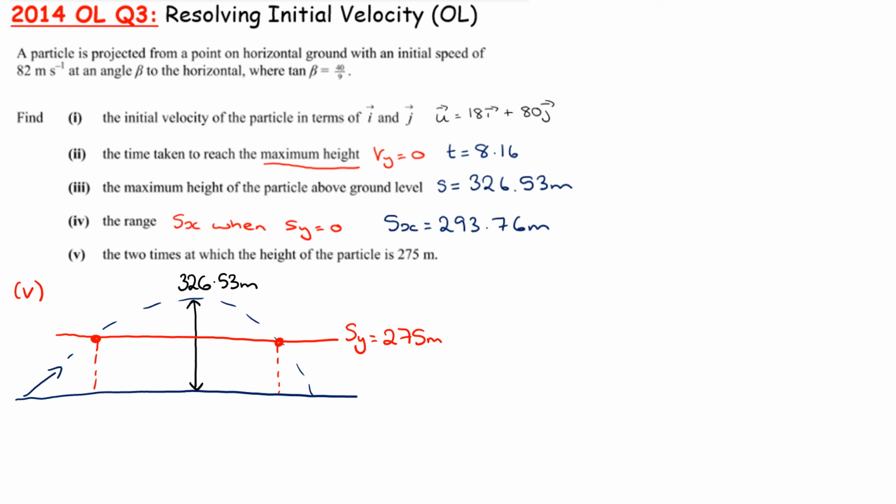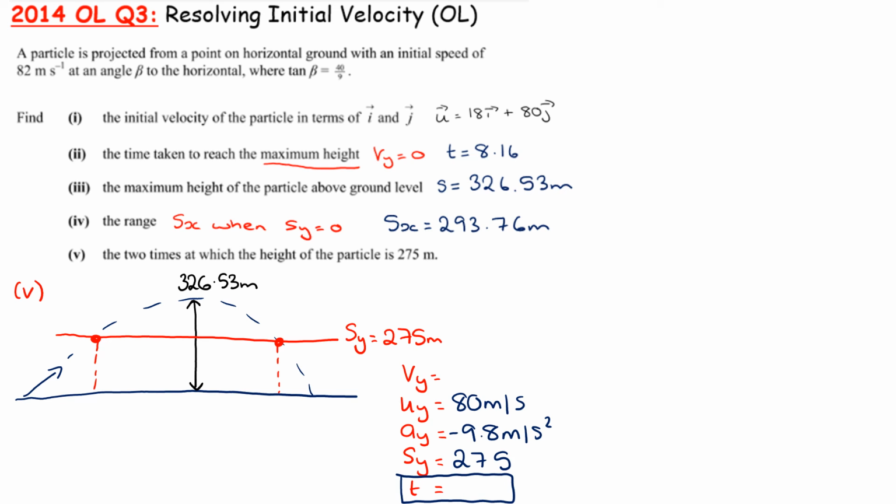Now, what we're being asked here is where is Sy equal to 275? Anytime we're talking height, we're talking about a y direction. So let's set up our v, u, a, s, and t. Our v, we don't know. Our u is going to be 80 meters per second, acceleration minus 9.8 meters per second squared. s is 275, and the time is what we are looking for. What we're going to do is work using s is equal to ut plus a half at squared. That's going to give us our quadratic formula, which will give us our 2 answers.